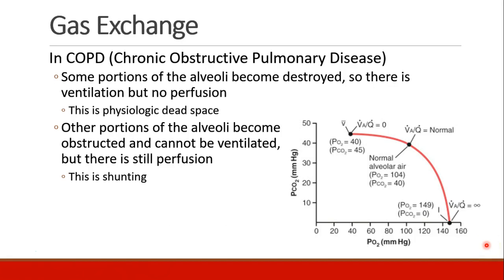Just a quick taste for what's coming up later. We'll talk about COPD for just a moment. In COPD, some portions of the alveoli become destroyed. They still have airflow going in and out of them, but there's no perfusion because of the destruction of the alveoli. This is physiologic dead space. Other portions of the alveoli become obstructed due to the disease, and they can't be ventilated. So no air goes in or out, but there's still blood flow to those alveoli, and that's shunting. So we can find that there are a wide range of clinical conditions that can put us at different places on this curve.